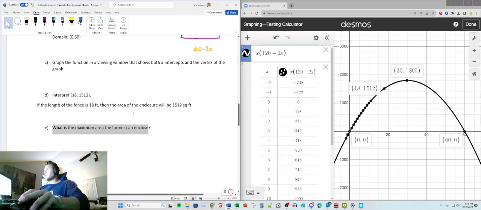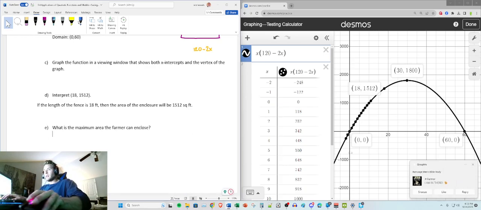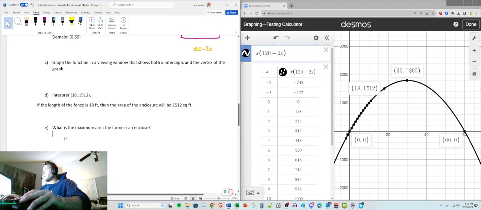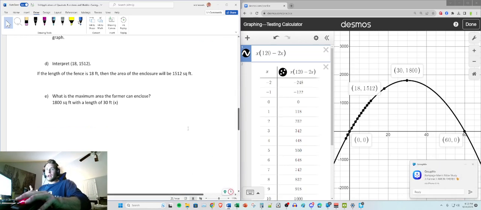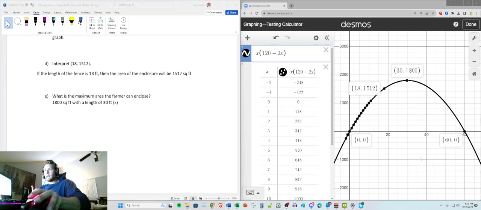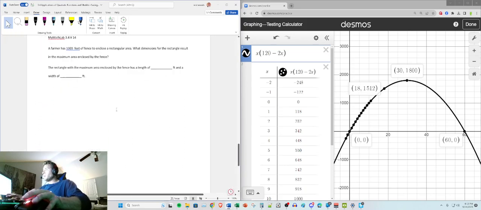But we are going to go down here and answer this question. We're going to say the maximum area is 1,800 square feet with a length of 30 feet. And that will be our X value. So very good. We were able to get that one completed. Okay. Now there is one more that we want to look at.